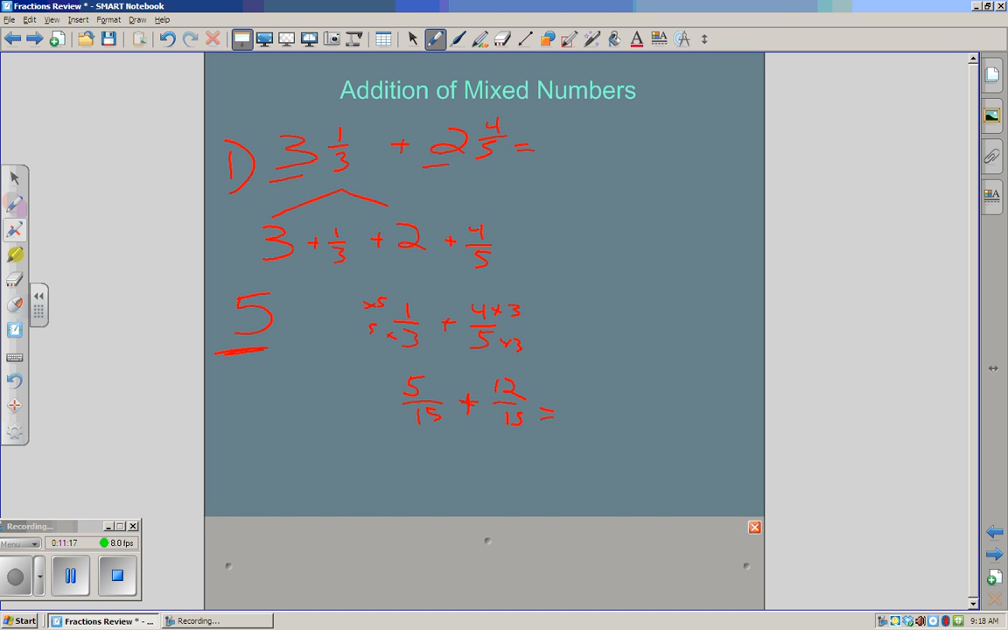And there's the minute bell. Okay, so again, my denominator does not change. I keep it 15. 5 plus 12 is 17/15.